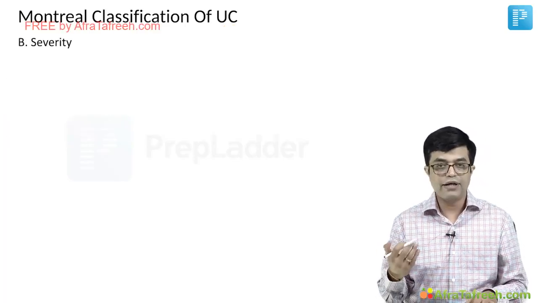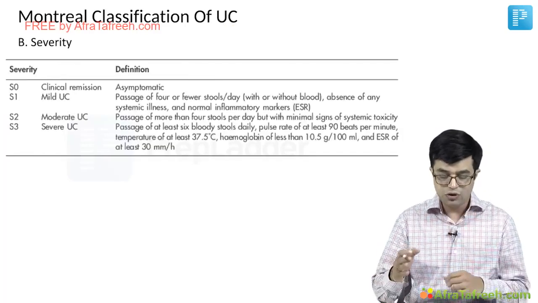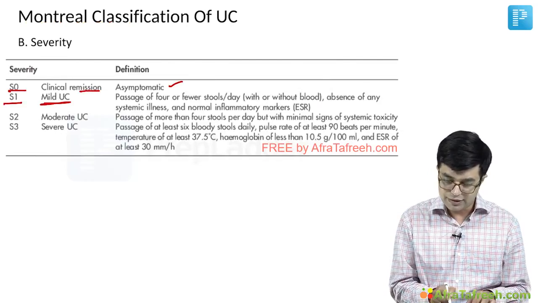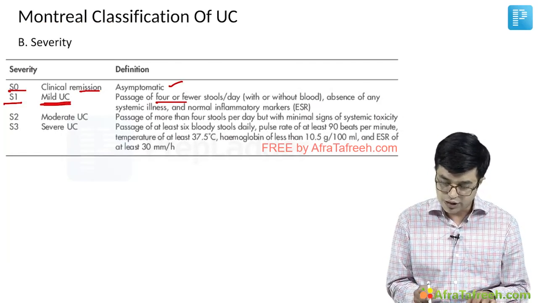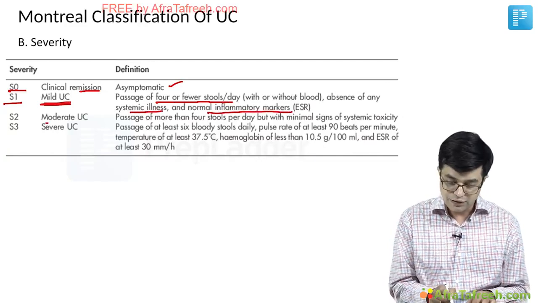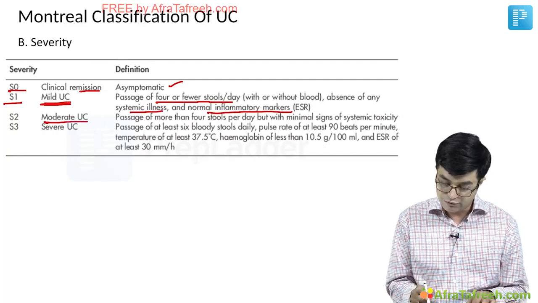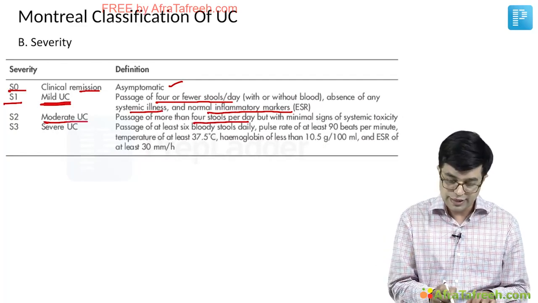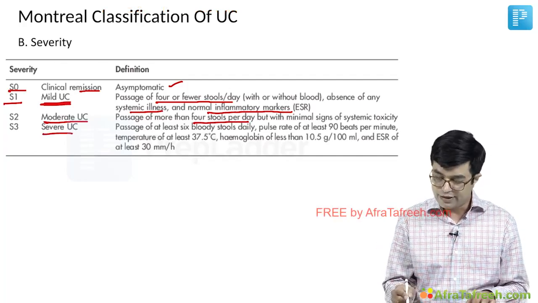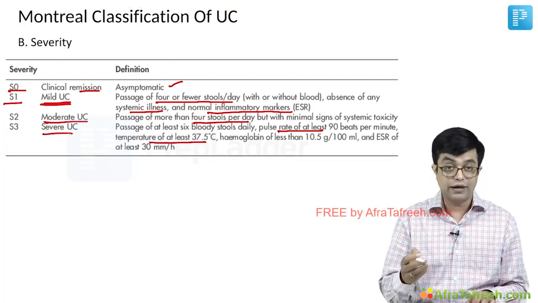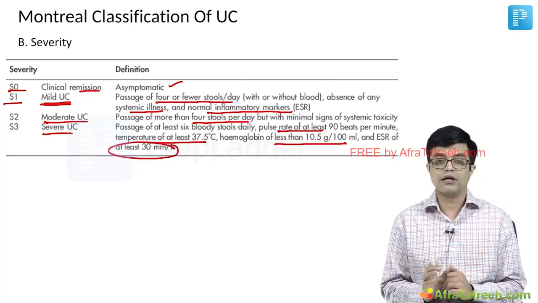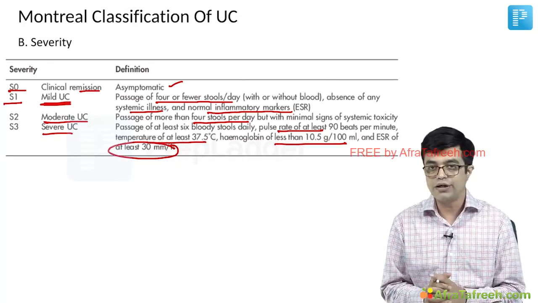The second part is the severity. Severity wise, we have S0, 1, 2 and 3. S0 will be clinical remission, no symptoms are there. S1 will be mild ulcerative colitis, where there are 4 or fewer stools passed per day, no systemic illness and normal ESR is found. S2 will be moderate ulcerative colitis, where there are more than 4 stools per day but no systemic feature. And S3 will be severe ulcerative colitis, where there are more than 5 bloody stools per day, there is tachycardia, there is high temperature, that is fever, HB is less than 10.5 or ESR is more than 30 millimeters per hour. So, these are the categories of severity of ulcerative colitis.